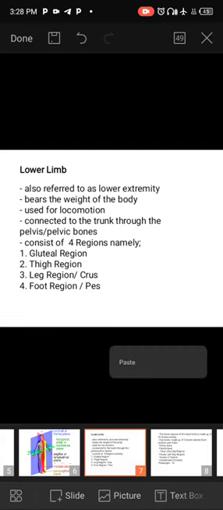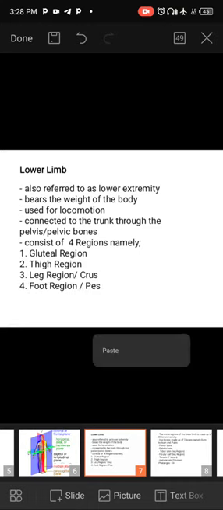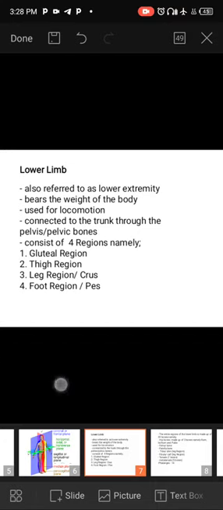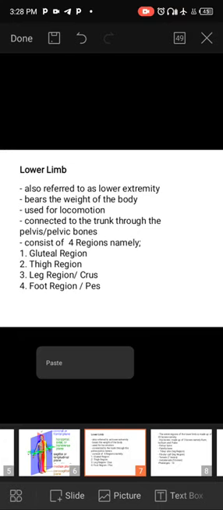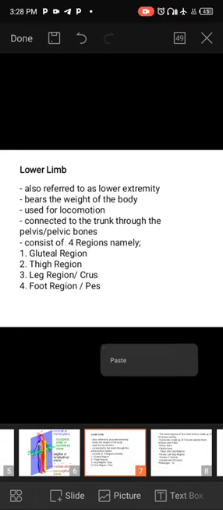The lower limb generally has about 4 regions. You can see that on the slide already. We have the gluteal region, which is the buttocks region. We have the thigh region. We have the leg region, and we have the foot region or pes. So these are the 4 regions that are to be considered as far as this lower limb is concerned. Each of these regions has its own bone. For example, the gluteal region, the bone you can find at this region is basically your pelvic bone. It's your hip bone.